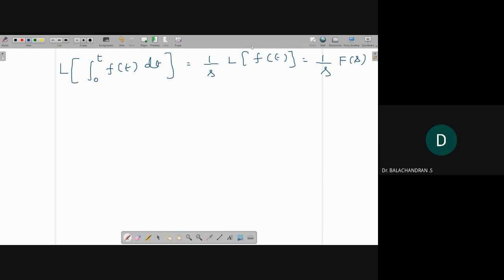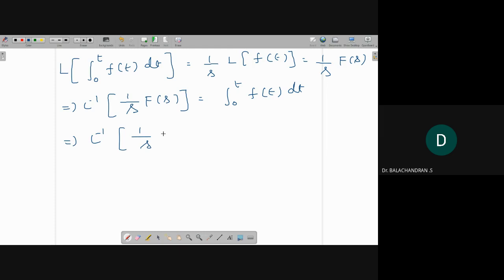So now L inverse of 1 by s into F of s is equal to integral 0 to t f of t dt. But again, L inverse of 1 by s into F of s is equal to integral 0 to t, f of t, which you should write in terms of L inverse of F of s, into dt. So this is the result.